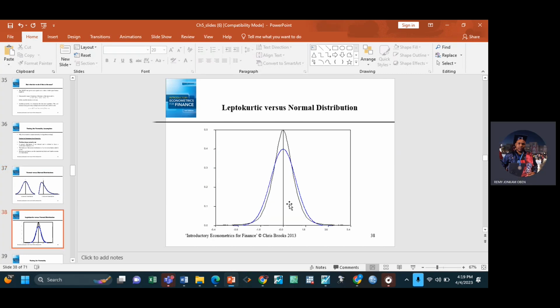Okay. Yeah, look at this one. The blue line is normal distribution, mesokurtic. This black line is leptokurtic, which means kurtosis is more than 3, excess kurtosis. And you see that the peak is more sharp, and you see even the tails, right? So kurtosis and skewness are giving us an idea about the shape of the distribution.